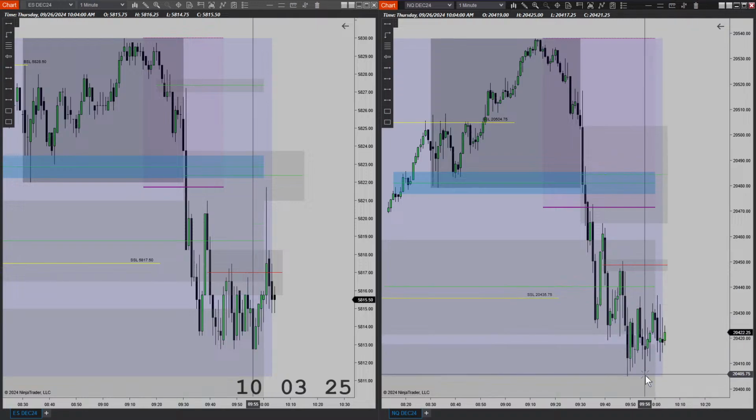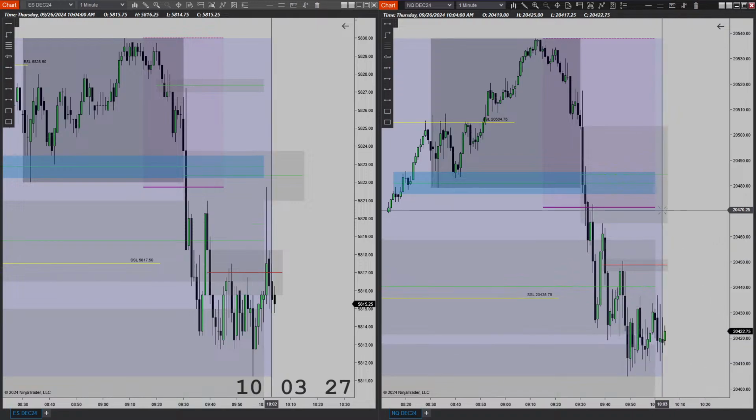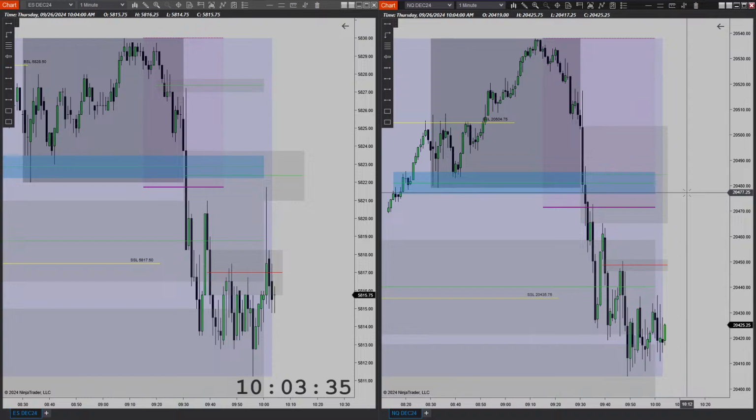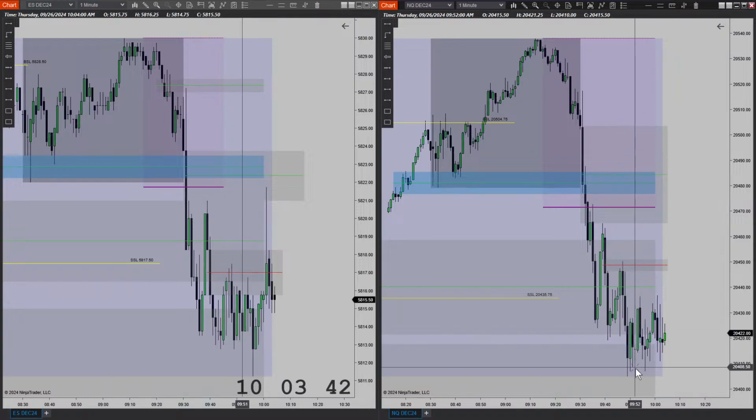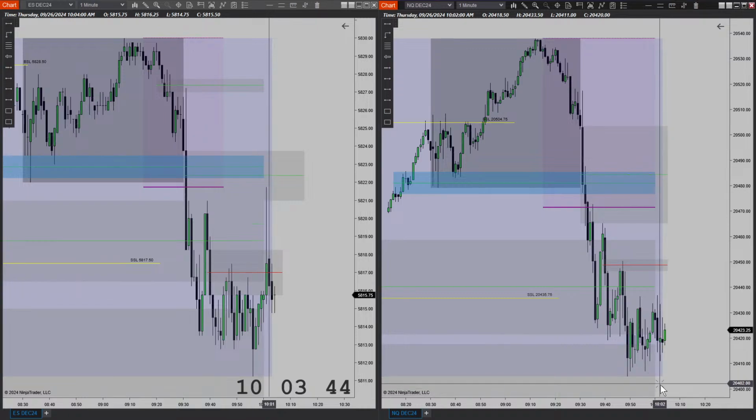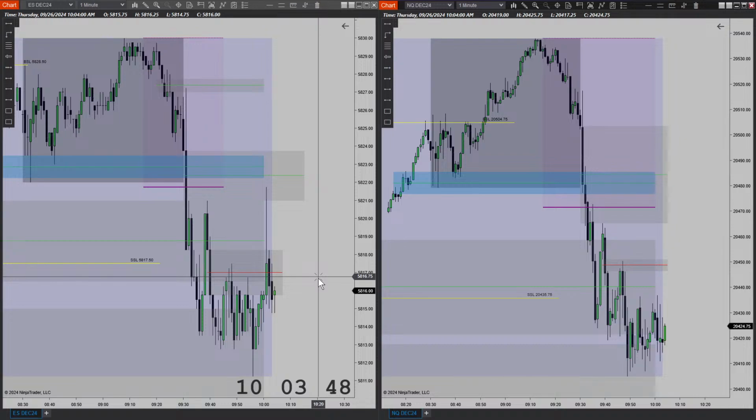If we don't take this low and we drop back into this area here, I will be looking for a short up here. Because I don't think this is the low. But I do want to see a new low first. Either or, that's my game plan for now.